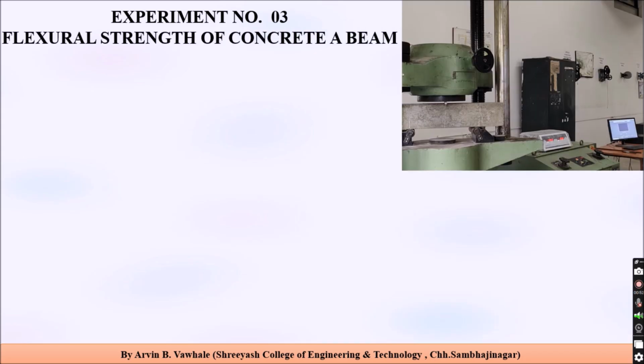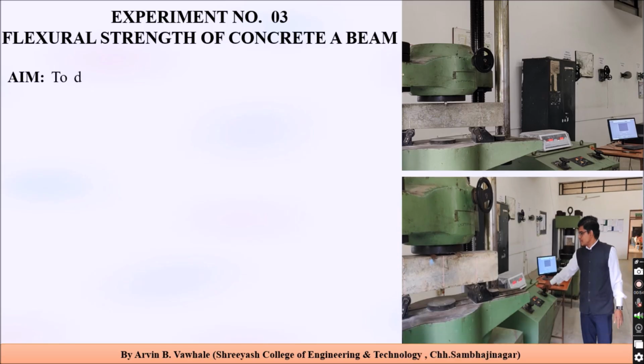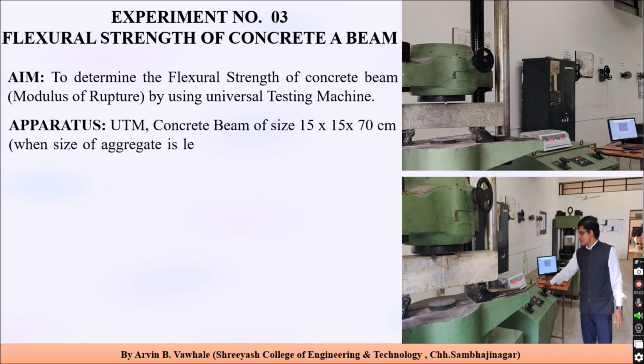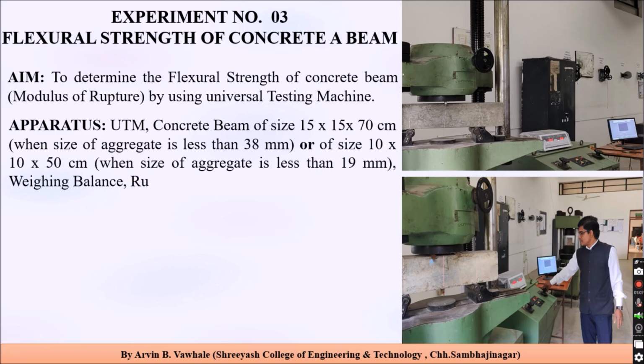Experiment number 3. Flexural strength of concrete beam. Aim: to determine the flexural strength of concrete beam, modulus of rupture, by using universal testing machine. Apparatus: UTM. Concrete beam of size 15 x 15 x 70 centimeters, when size of aggregate is less than 38 millimeters, or size 10 x 10 x 50 centimeters, when size of aggregate is less than 19 millimeters.